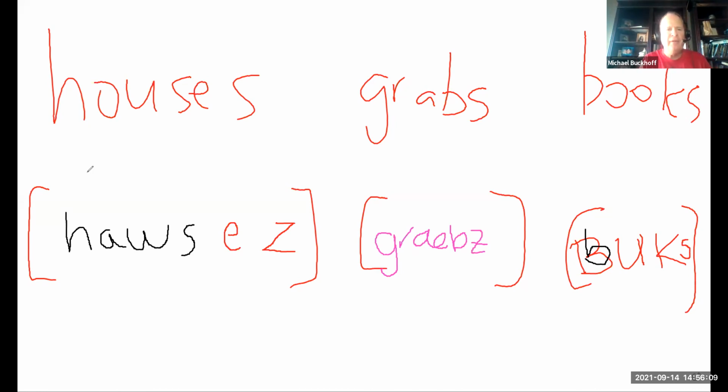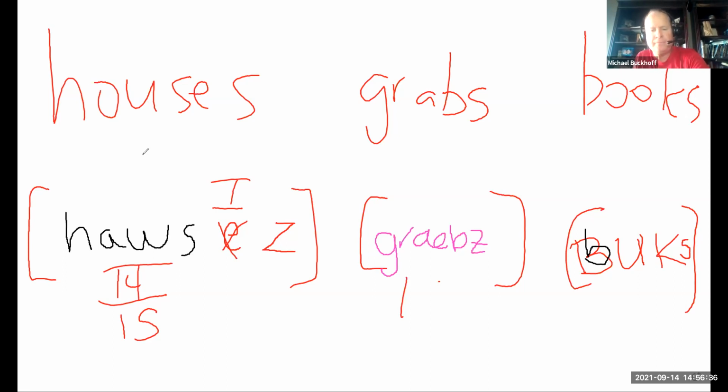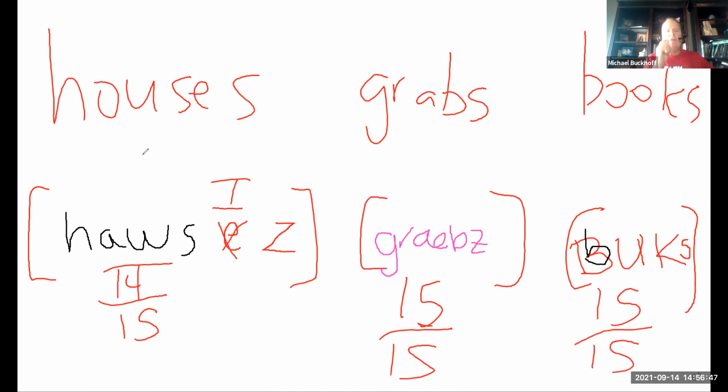Let's see what we got here. So now we're taking a look at the whiteboard here. Notice we have the diphthong ow, houses. I'm going to change this to that. Houses, right? Let's say it's a 15-point question. I'll give 14 points for that one. Grabs. Books. Books. There you go, right there.